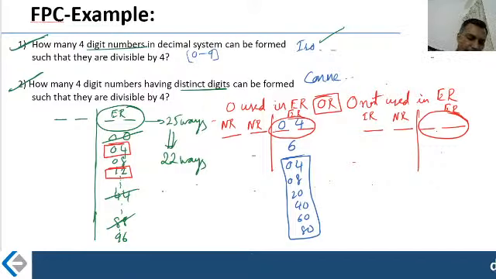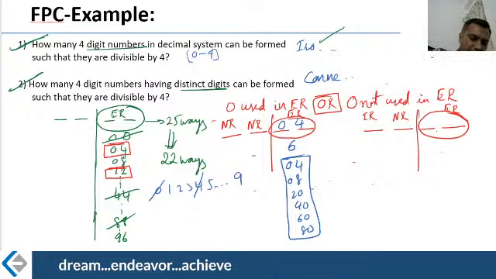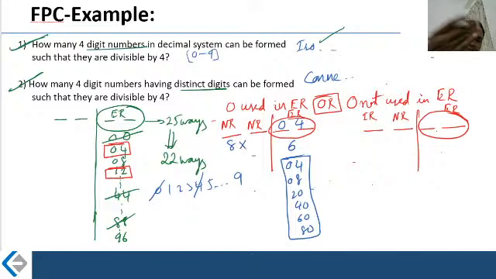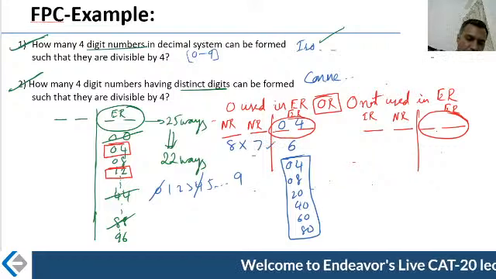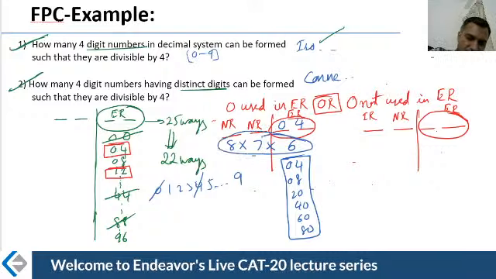Therefore, if you have all 10 digits, 0, 1, 2, 3, 4, 5, up to 9, then 0 is already used and 4 is already used. So how many digits are left? 8 digits are left. How many digits are left for the next place? 7 more digits are left because 0 is already used. Therefore, 8 into 7 into 6. That's the point you are trying to make. All right, that is one side of the story.